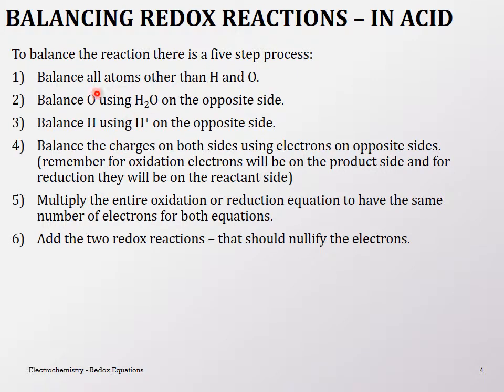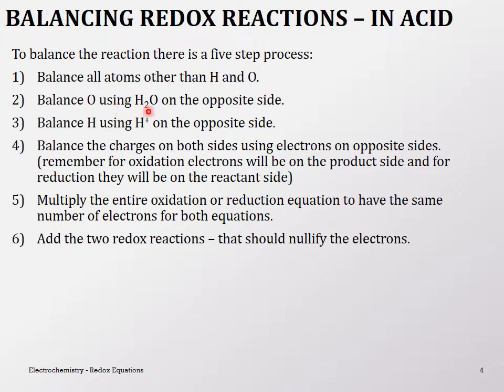So first of all, balance all other atoms other than hydrogen and oxygen. For example, if you had nitrogens or iron, manganese, whatever it is, balance those out. Leave the hydrogen and oxygen for the last. Then you balance out oxygen by adding water on the opposite side. Whether it's the left side or the right side, it doesn't matter. You add water on the opposite side to balance out the oxygen.